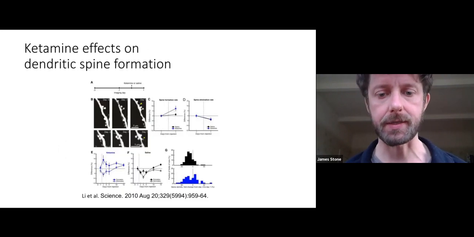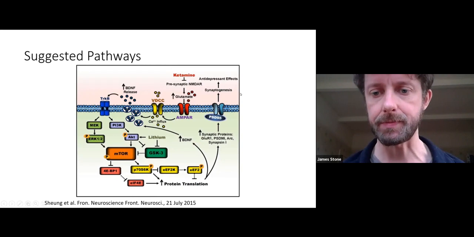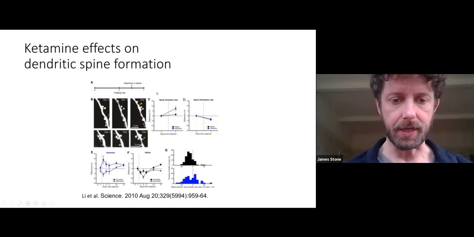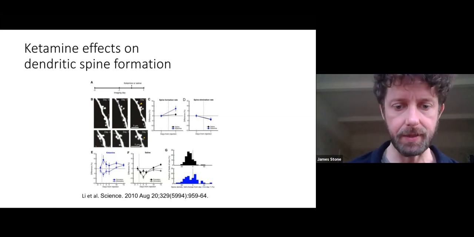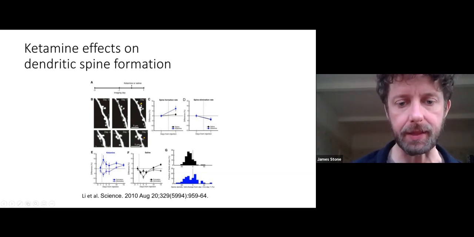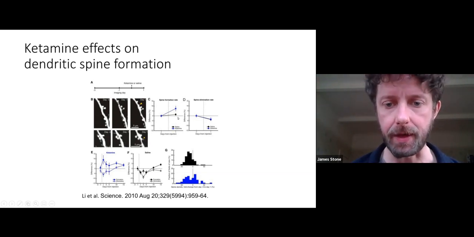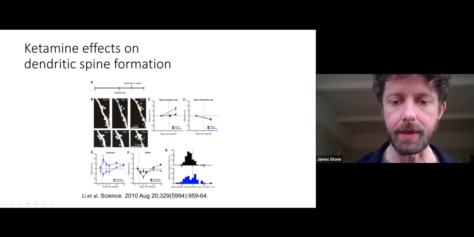And the last thing is the effect on dendritic spine formation, which is at this point here, synaptogenesis. So again, in rodents given ketamine, we showed that ketamine led to an increase in dendritic spine formation, which is significantly higher in the ketamine-treated mice than in the saline-treated.